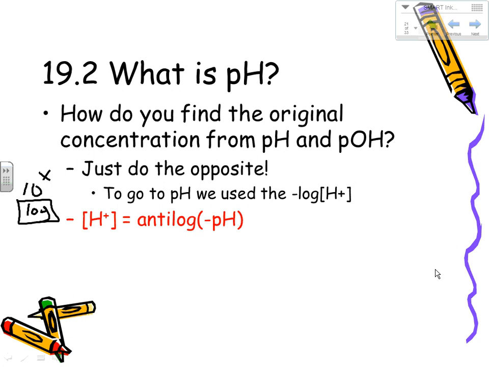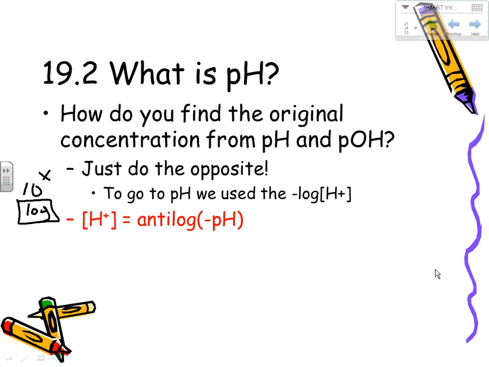So if I want to find out what the H+ is, and I know the pH, I'm going to make it negative and take the anti-log of that. If you have a graphing style calculator, you're going to hit second log to get to the 10 to the x, and then you're going to hit the plus minus, and then you're going to plug in your pH, and then you're going to hit execute.